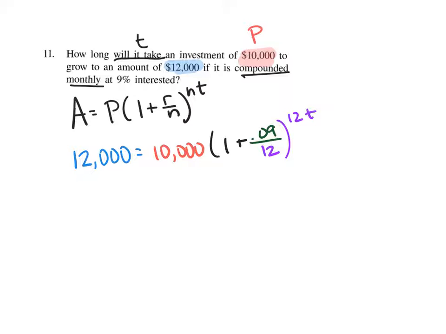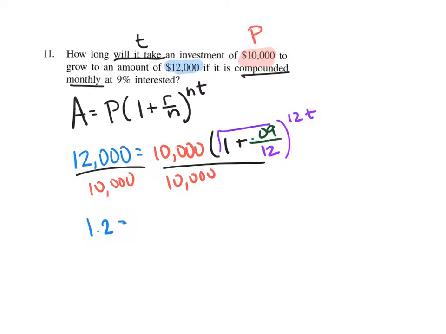Now, in order to solve this, remember what I told you. If you know the principal and the ending balance, the future value and the present value, you always divide by the principal first. So we're going to divide both sides by $10,000. When I do that, 12,000 divided by 10,000 is 1.2. So I have 1.2 is equal to 0.09 divided by 12.